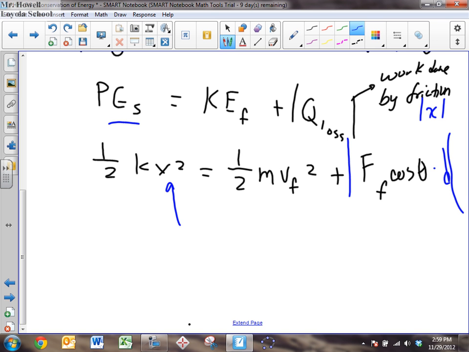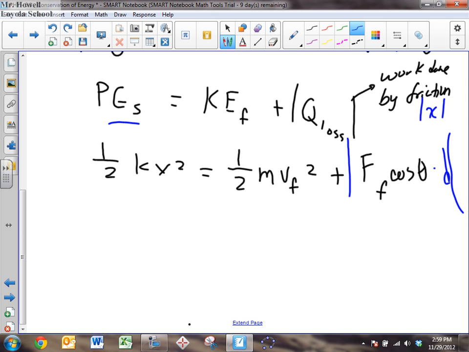Here's the issue with this problem. K is given. We know that value. The compression distance is also given. We know the mass of the object, we're told 4 grams, and we're told the final velocity is 4 meters per second. We can think about theta, and this is going to be intuitive here. The object's moving this way. Friction is acting this way. So what is theta between my hands? 180. That's what theta is. The distance is what we're trying to figure out. So the only thing we still need is Ff.